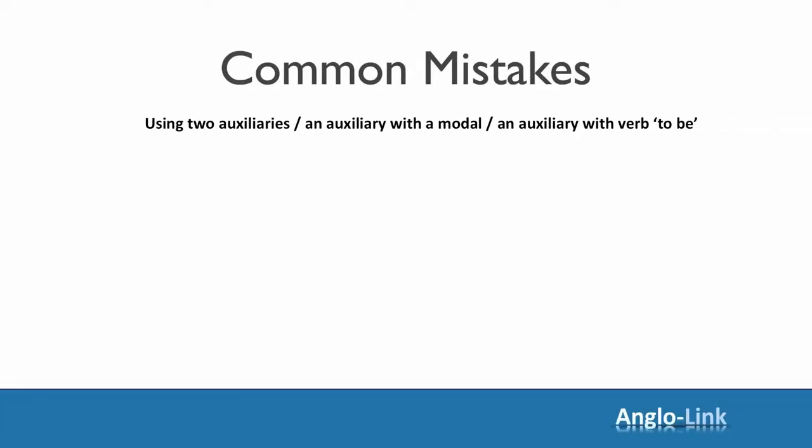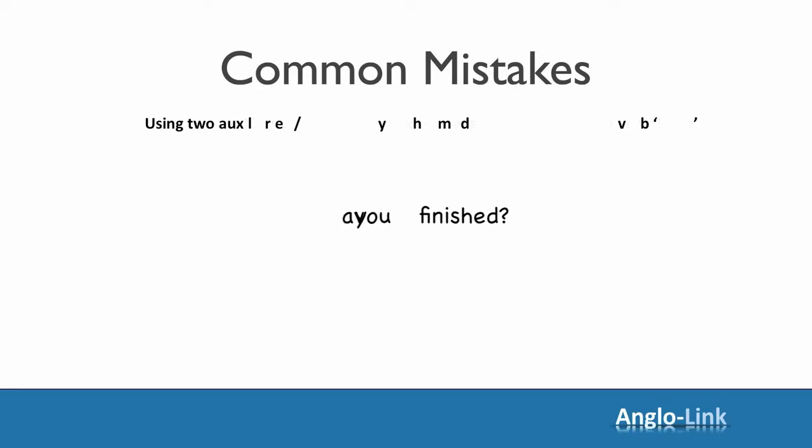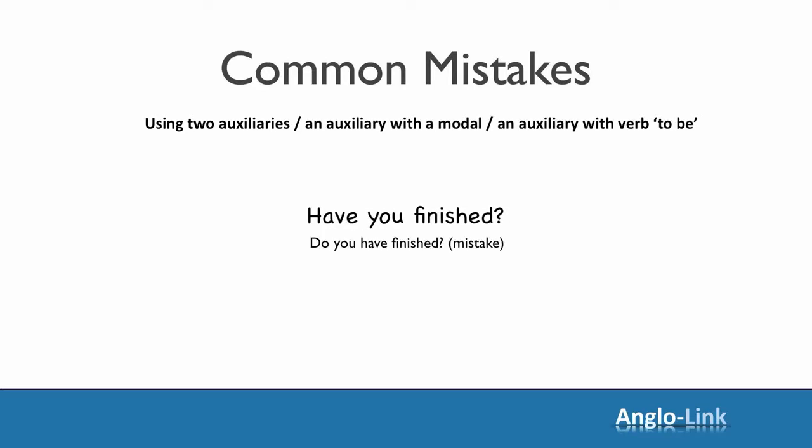Another common mistake is using two auxiliaries, or an auxiliary with a modal verb or with the verb to be. Let's look at some examples. You may hear someone say, "Do you have finished?" This is the present perfect, a tense where we can see the auxiliary. It's have. Therefore, there is no need for another auxiliary. Simply use have to make the question. "Have you finished?"